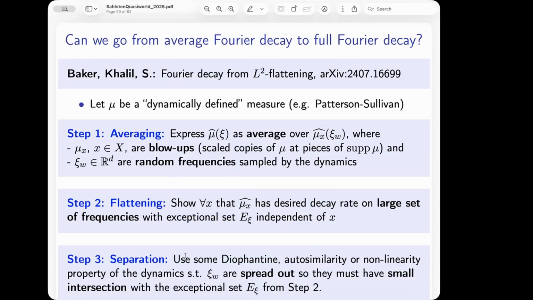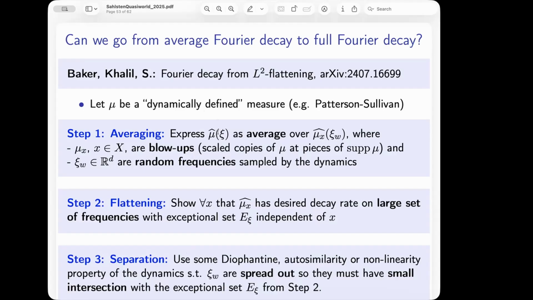And the final thing is some Diophantine property, also similar to nonlinearity, that really makes these random frequencies spread out in the space so that, by some pigeonhole principle approach, they don't hit the bad ones. So then this average of Fourier transforms, actually the whole thing decays. It splits into two parts: the bad frequencies and the good ones. On the good frequencies you have a power decay or some other decay, and the bad ones are in a very small set. So that's the basic strategy.